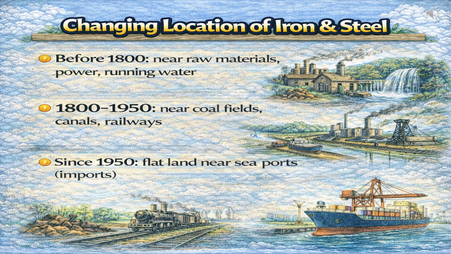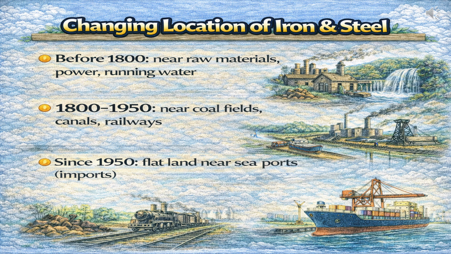Before 1800, industries were near raw materials, power, and running water. 1800 to 1950, industries shifted near coal fields, canals, and railways. Since 1950, industries are built on flat land near seaports because imports became easier. So earlier industries depended on local materials, but now transport and ports have become very important.